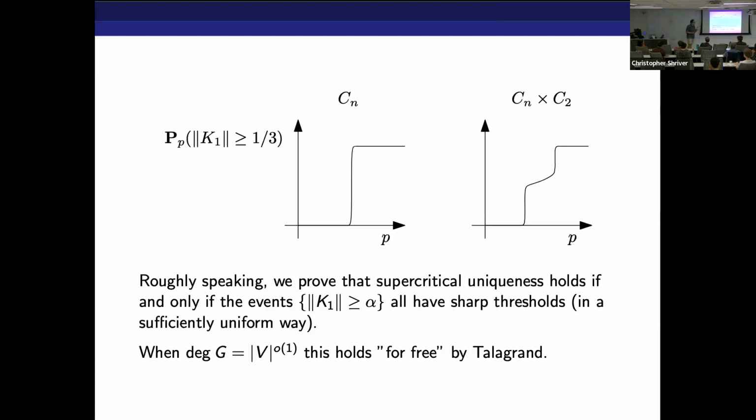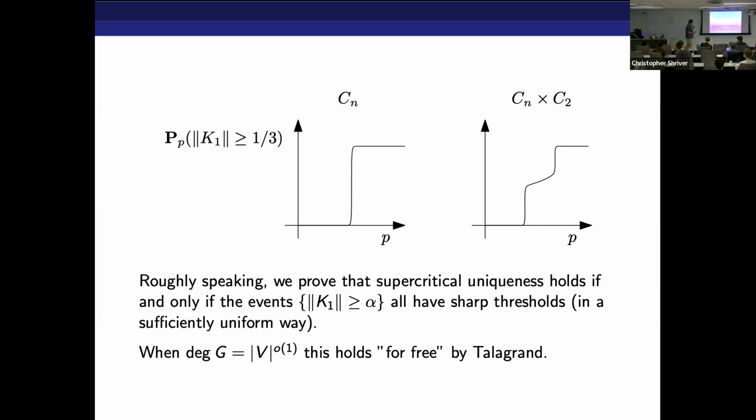And it turns out the key thing to understand is exactly this question of whether or not the event that the largest cluster has density at least alpha has a sharp threshold or not. Basically there are two halves to our paper. In the first half, we show that you have the supercritical uniqueness property precisely when these events all have sharp thresholds. And then in the second part of the paper, we prove that you have sharp thresholds for these events, or rather, the only way to not have a sharp threshold for the event is to look like one of these molecular graphs.